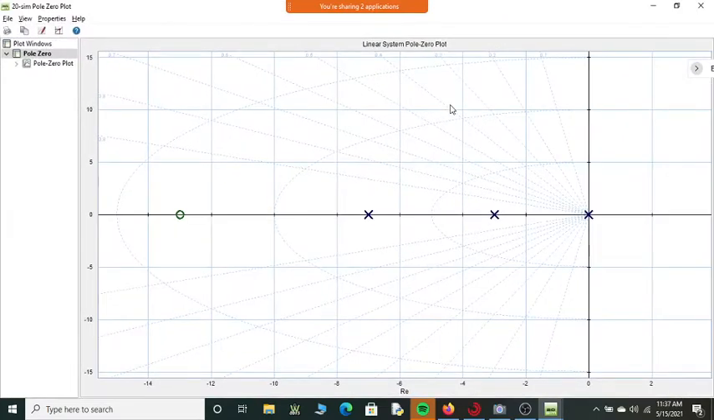Can you see now here? There is a pole at origin. See here, this is origin. There is a pole at -3. See, this is -2, -4, -6, it's going like that. And there is a pole at -7. And there is a 0. You can see there is a circle here at -13. At -13. Correct? Next, we need to see.